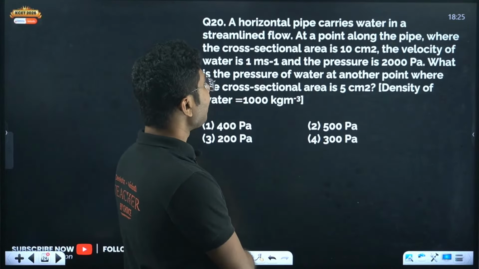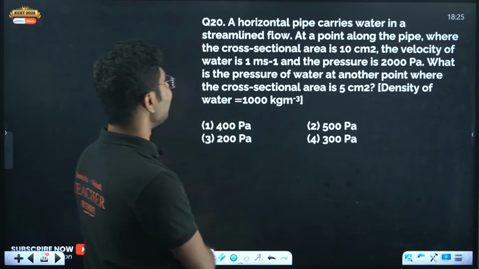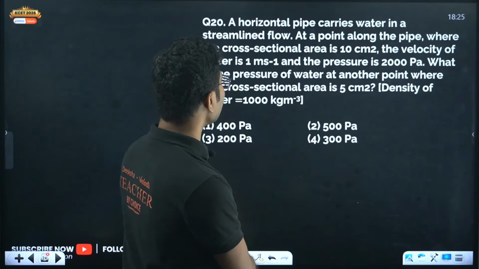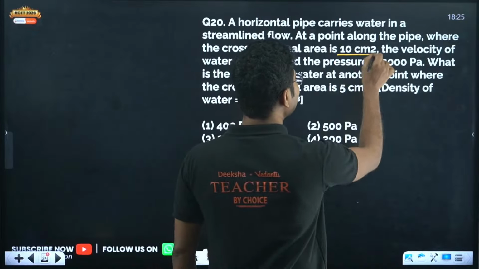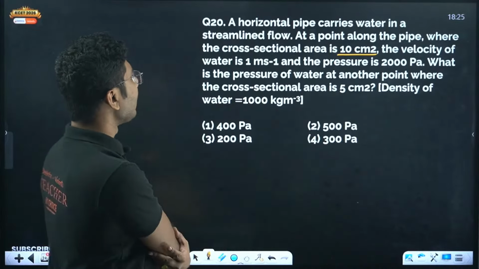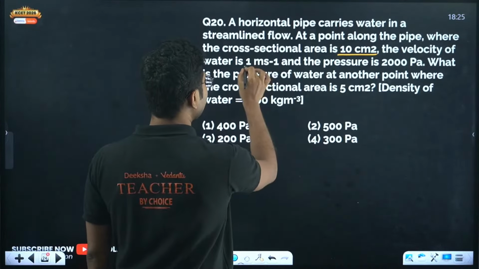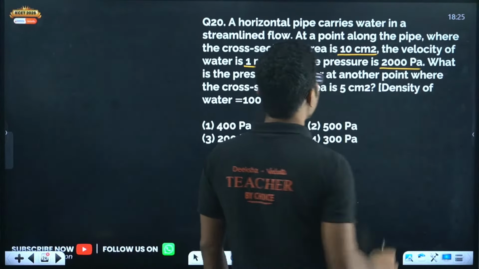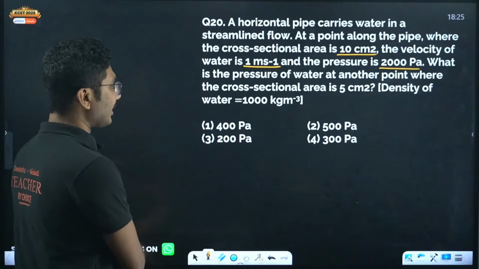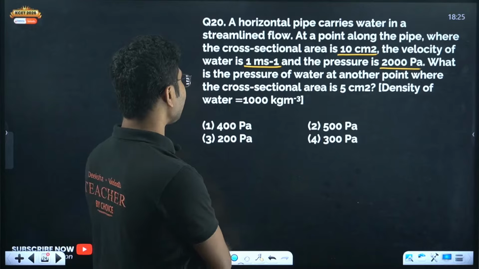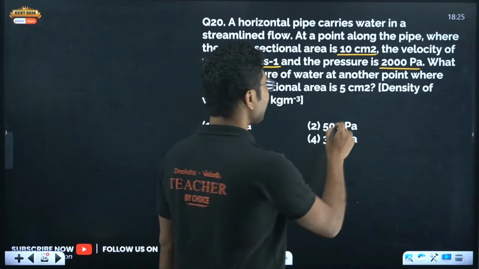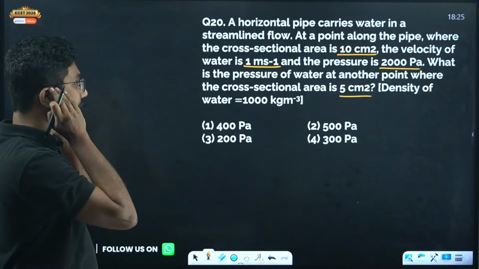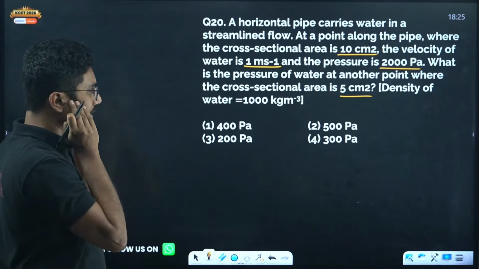A horizontal pipe carries water in streamline flow at a point along the pipe where the cross-sectional area is 10 centimeter square. The velocity of the water is 1 meter per second and the pressure is 2000 pascals. What is the pressure of the water at another point where the cross-sectional area is 5 centimeter square? Density of the water is 1000 kg per meter cube.